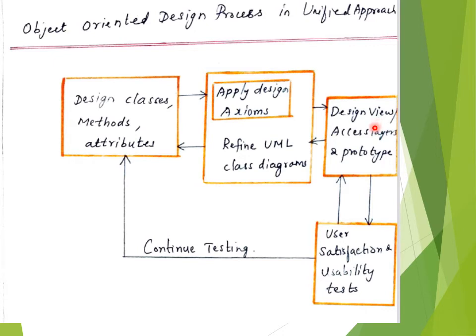In the access layer and view layer, a model will be built, and this model will be applied for user satisfaction and usability tests. Again the refinement is done, and the testing process will be done on classes, methods, and attributes. These are the processes that are included in the design.